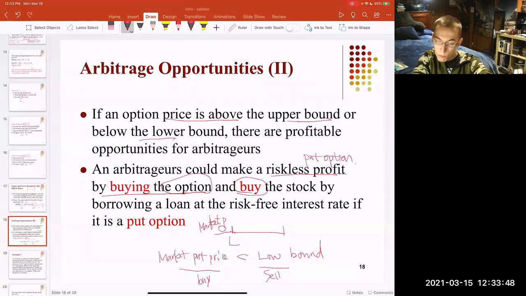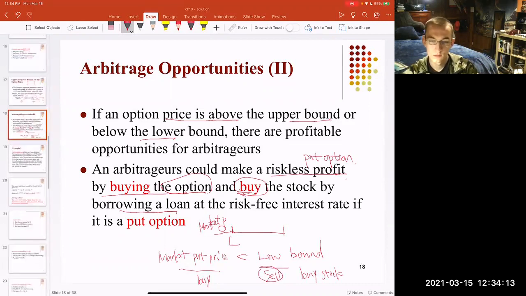So in the future, you're gonna sell it, right? So you're gonna buy the stock today. In the future, you're gonna sell it. Okay, so buy the stock. So how to buy it? We're gonna borrow money to buy it. Because this is a put option, you buy the stock today and in the future you're gonna sell it, right?